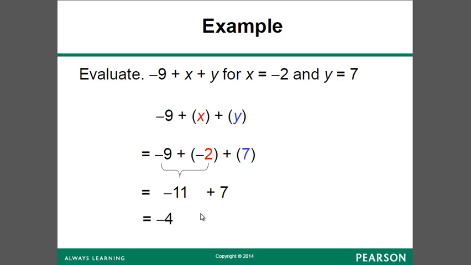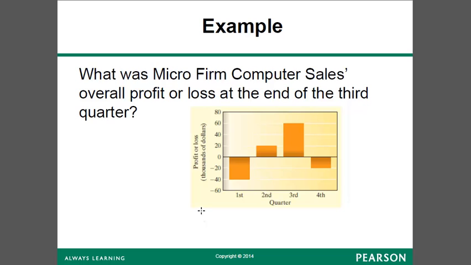Let's look at a word problem now. What was Microfirm Computer Sales' overall profit or loss at the end of the third quarter? That means they want us to add up the first, the second, and the third quarters. They don't ask us to do anything with this fourth quarter. So let's first look at what was their profit or loss in the first quarter.